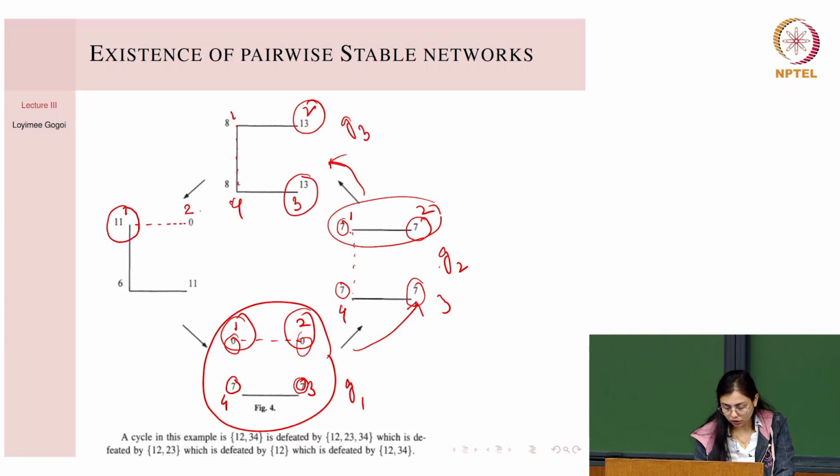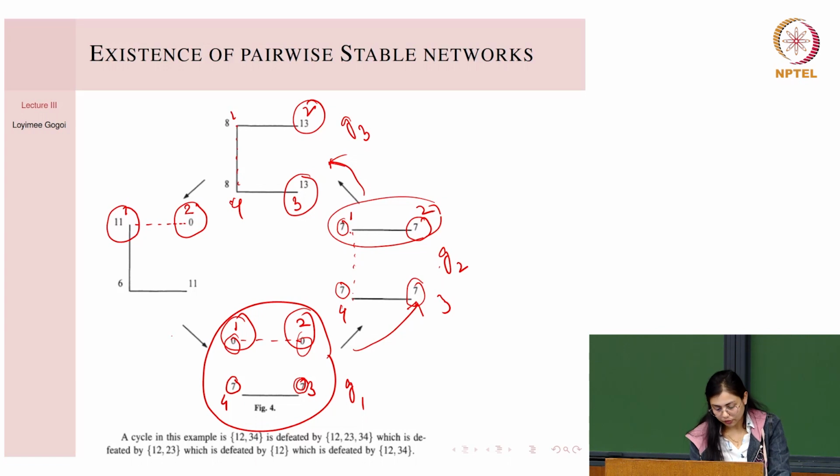1 will get more and 2 will get less, right? So definitely 1 will not try to form another link with 2. The second condition. Yeah. So no.